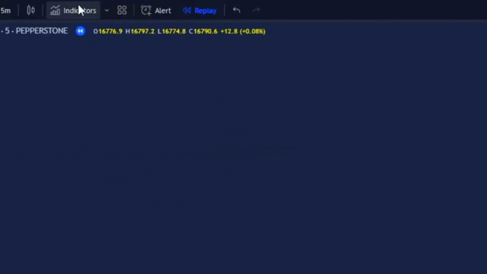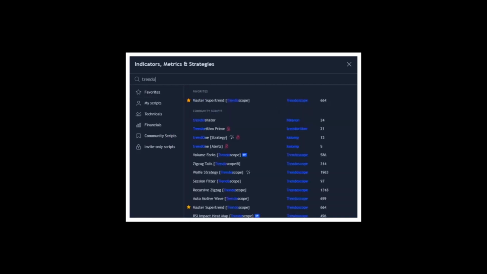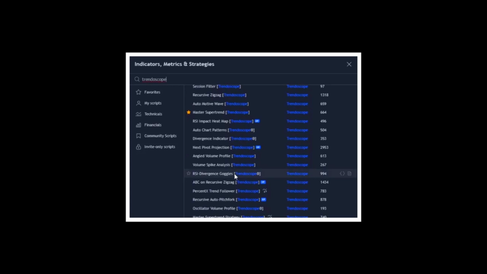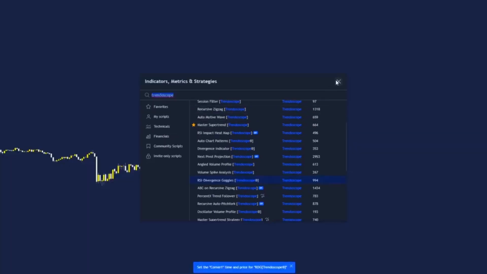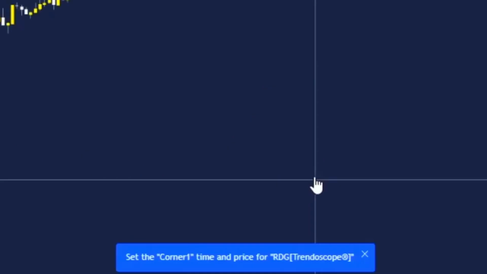Head up to the community script search, type in Trendoscope and add the RSI divergence goggles indicator. This one right here to your chart. You'll notice the indicator wasn't added to the chart and you'll get a pop-up instead.